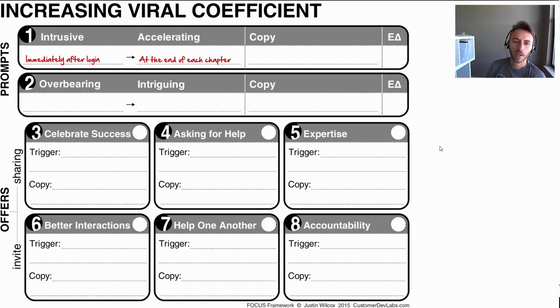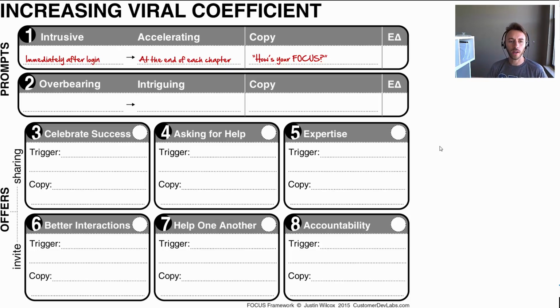So the copy in this case would be something simple like, how's your focus? It's an encouragement to share, like, hey, how's your focus? Are you feeling focused? Is there something that you want to share with your community or with other people and talk about things? Are you having a rough time? Do you want to go ask for help?